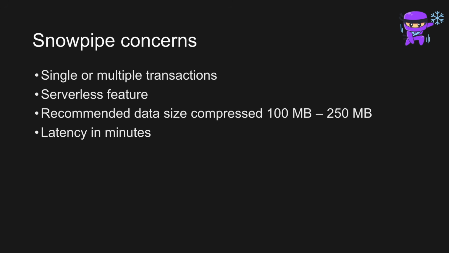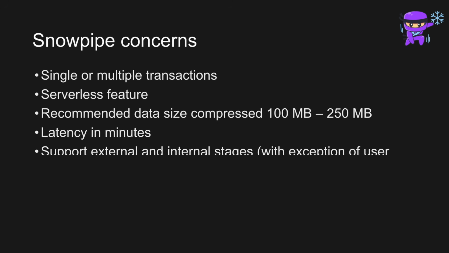Snowpipe is usually used to load data from external stages, but it can also be used for internal stages with the exception of user stage. Overall, Snowpipe simplifies and streamlines the process of ingesting data into Snowflake, enabling to harness the power of your data.